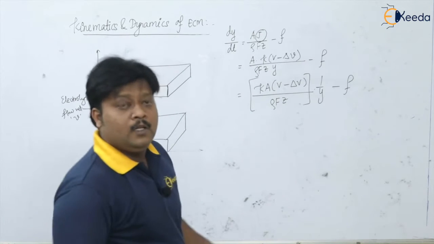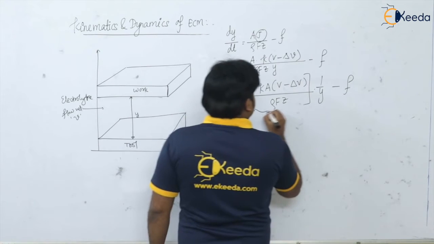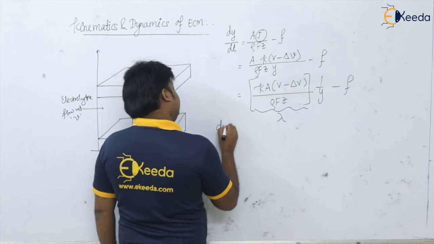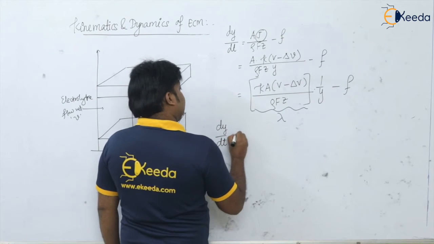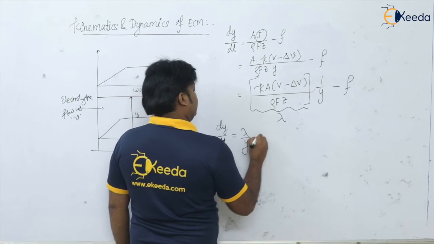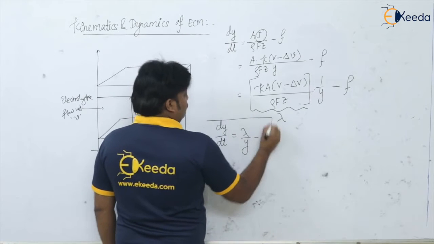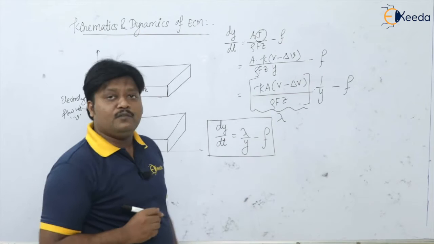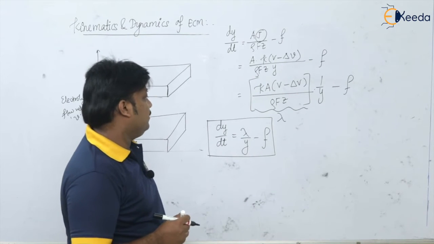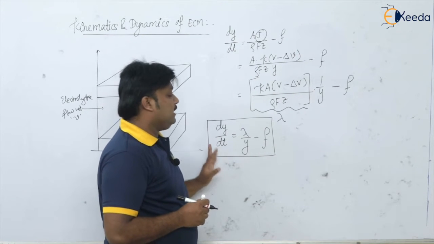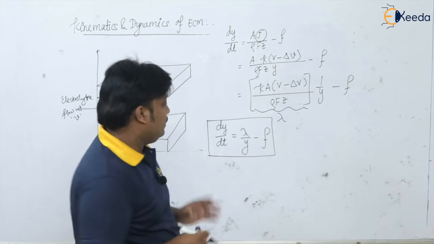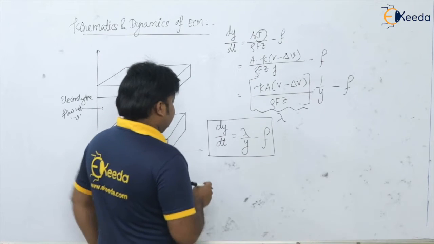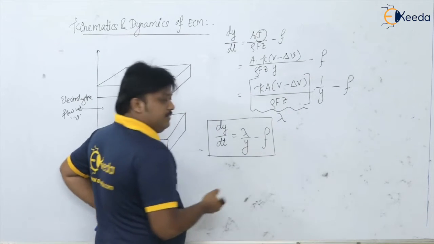Okay, see here, if I put this term in the bracket as lambda, what can I write? dy by dt is equal to lambda by y minus f. This equation is known as the equation of dynamics of electrochemical machining. So here, now we can have the variable cases.